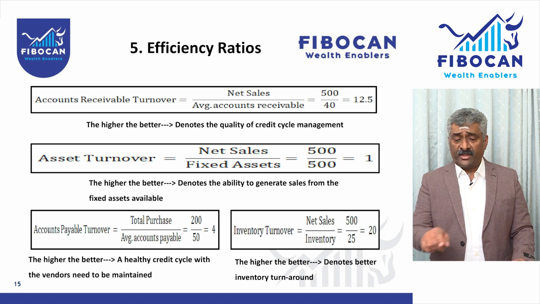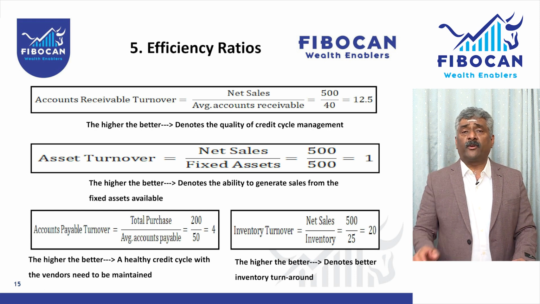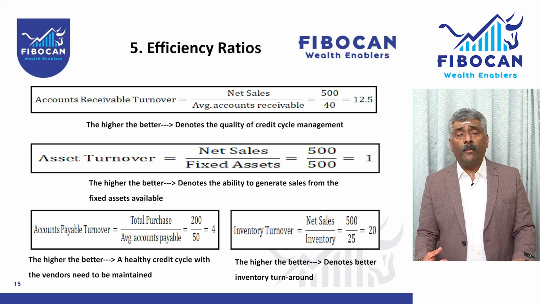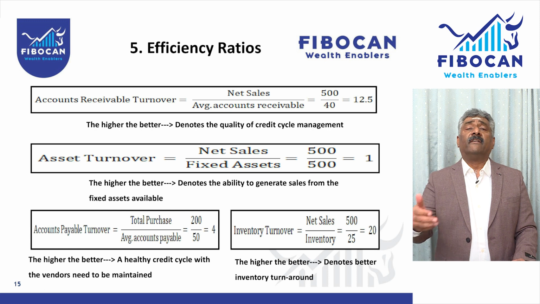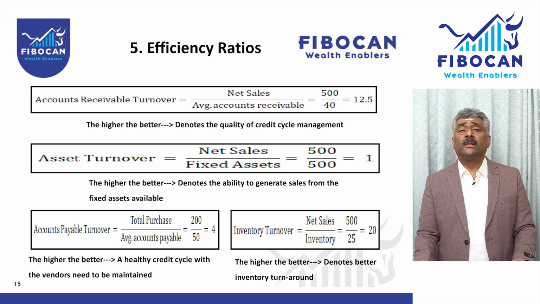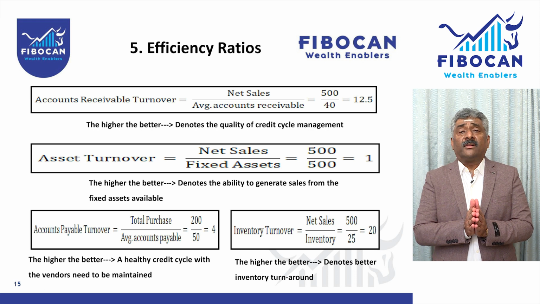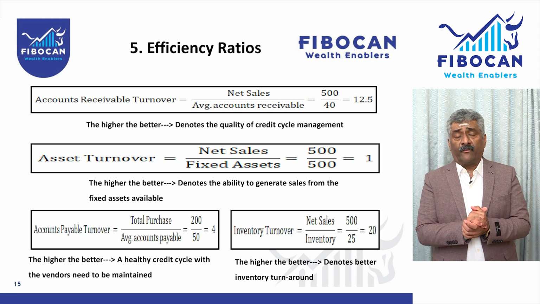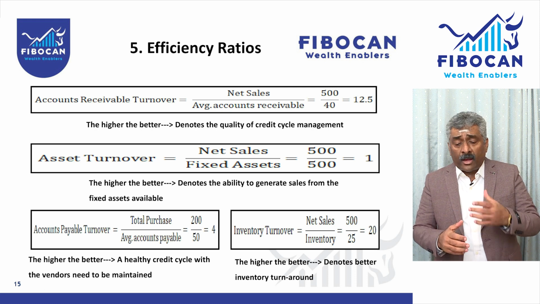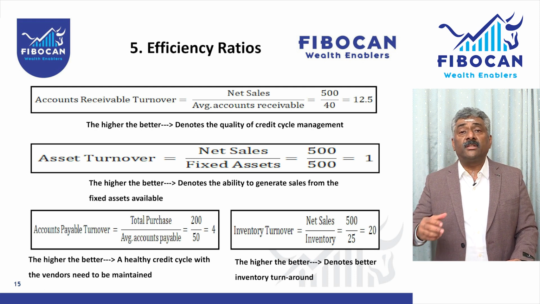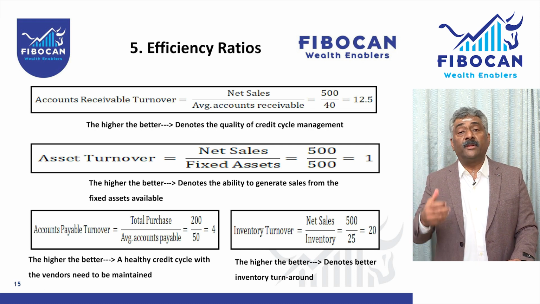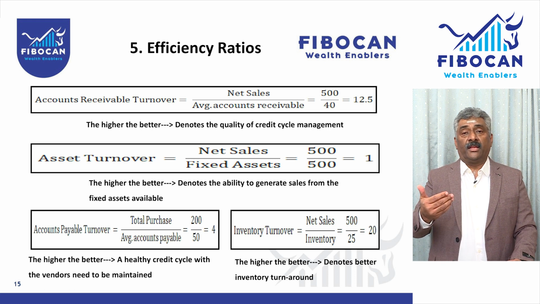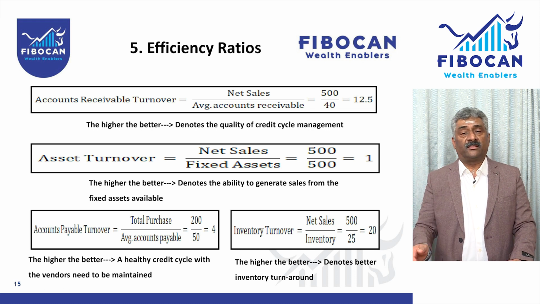Asset turnover ratio, which again we use in DuPont, is net sales by fixed assets. It tells how many times we are selling the fixed assets, how effectively we are using them to generate sales. As you can see in this example, 500 by 500, it is 1. That means the assets we are putting to use generate only one time the turnover of the asset. Whereas, if net sales is 1000, that means with the same assets we are generating twice the sales. That means our PBT will increase, EBIT will increase, PAT will increase, everything will increase.